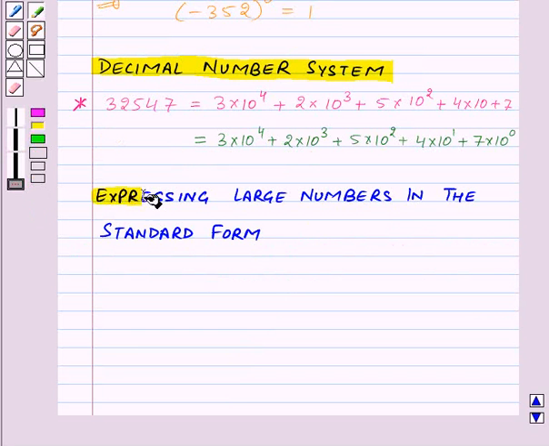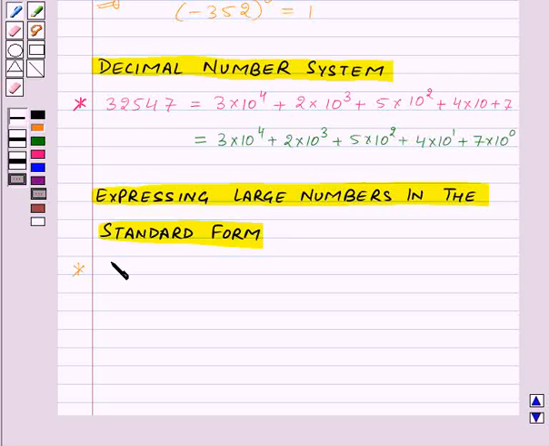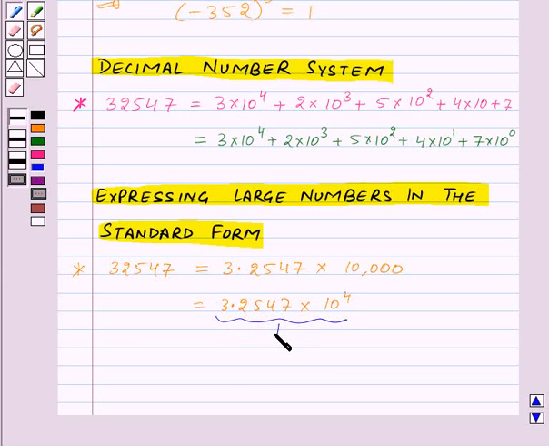Now let's see how to express large numbers in the standard form. Let us start with a small number, say 32,547. We can write this number as 3.2547 into 10,000. That is 3.2547 into 10 raised to the power 4. This form is known as standard form. So, to write a number in standard form, we must express the number as a decimal number between 1 and 10, including 1, multiplied by a power of 10.